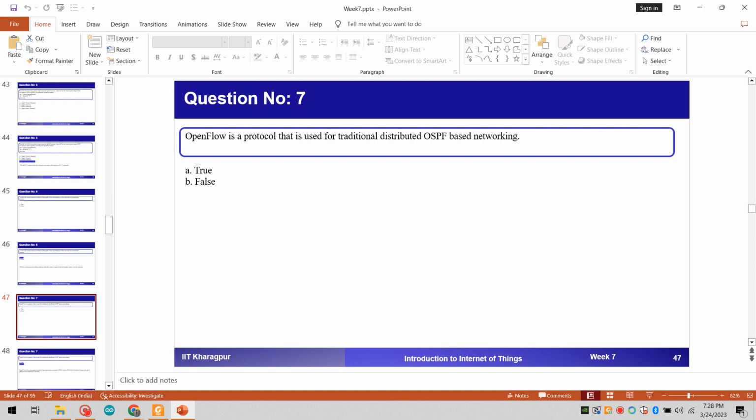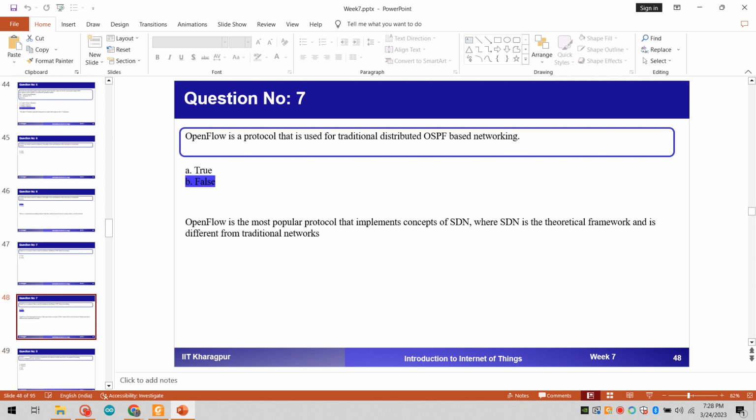So the correct option for this is false, because OpenFlow is not used in traditional distributed OSPF. However, it is a concept of SDN. Fine.